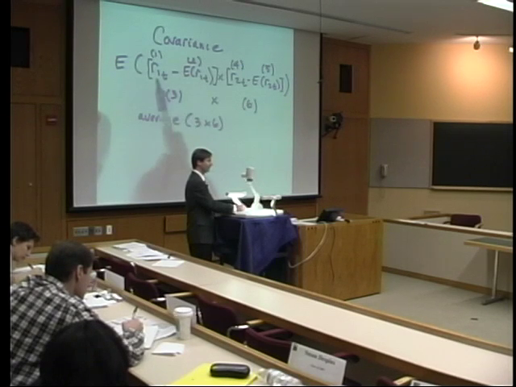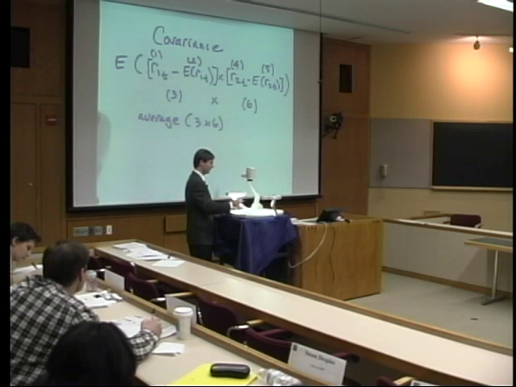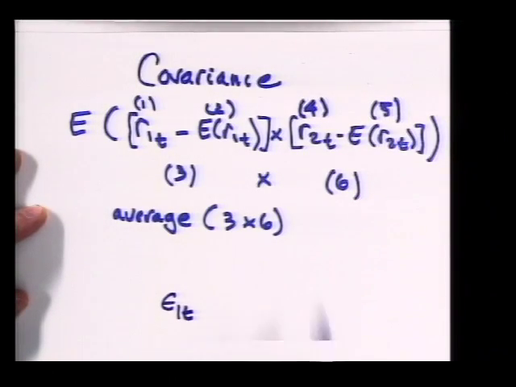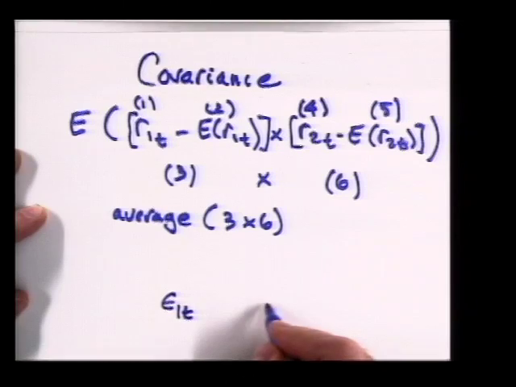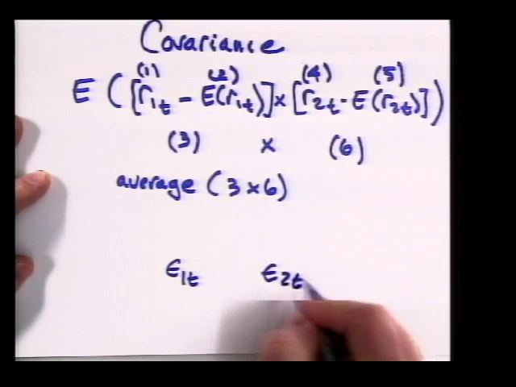And what is the difference between the actual return and the forecast? What do we call that? Residual. So really, when we use the residual, we've got epsilon 1t. And over here for asset 2, it's the same thing. It's just epsilon 2t.